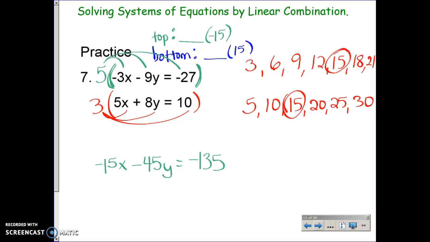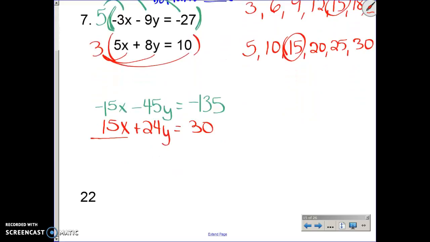I'm going to write the bottom equation in red. 3 times 5x is 15x. Look, there's my golden numbers right there. -15 and 15 will cancel. Plus 24y equals 30. All right, now let's get to work doing our elimination.